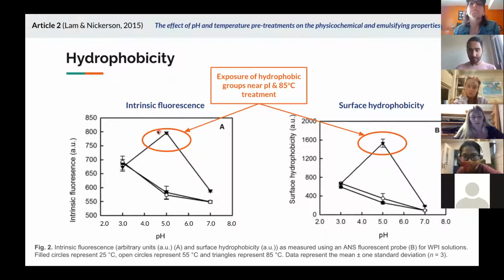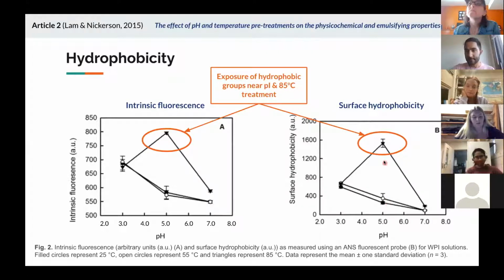One thing to note is that there was no discussion of intrinsic fluorescence in the paper, and it follows a similar trend to surface hydrophobicity, so this method seems a little bit unnecessary. So similar trends are seen for surface hydrophobicity, with 25 and 55 degree C treatments having similar trends.